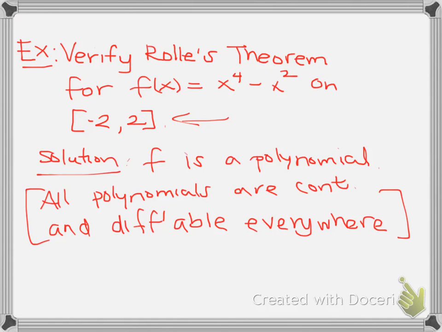But here, this function is continuous everywhere and differentiable everywhere, because not only is the function a polynomial, when we take the derivative, it's also going to be a polynomial. Okay, so we're good there.